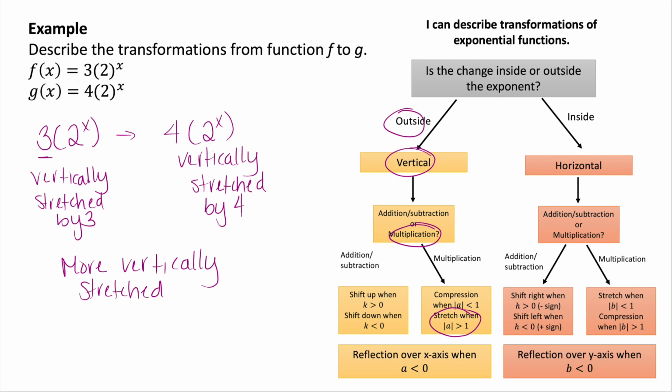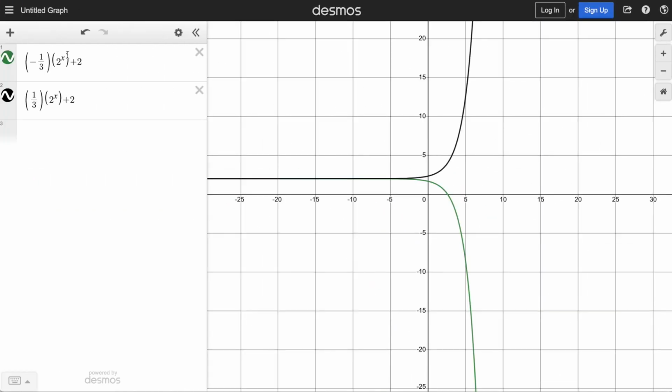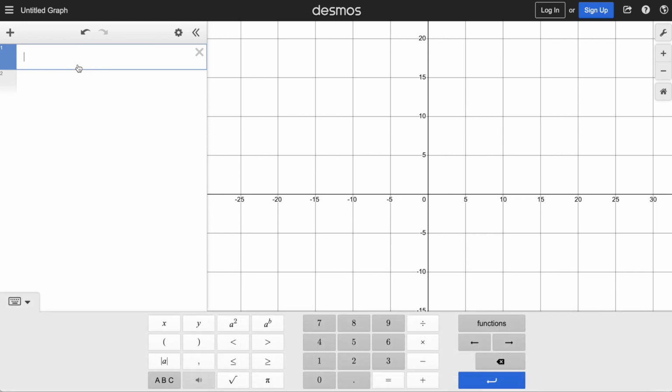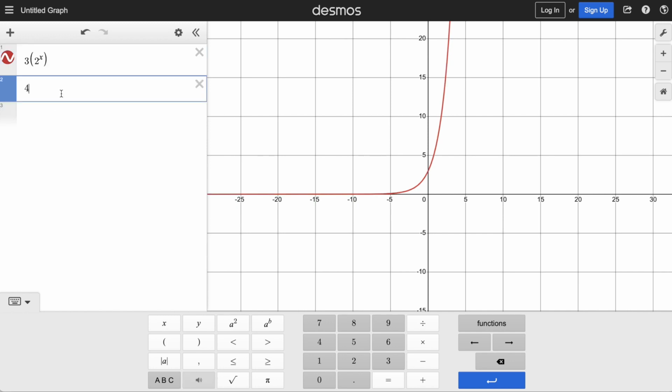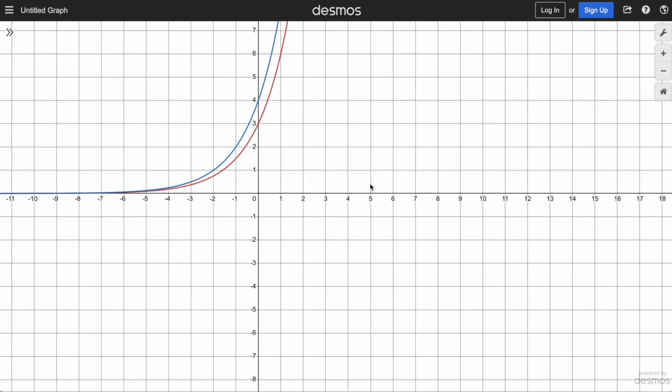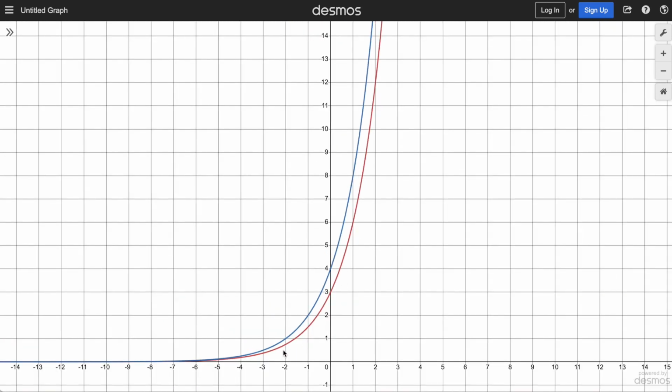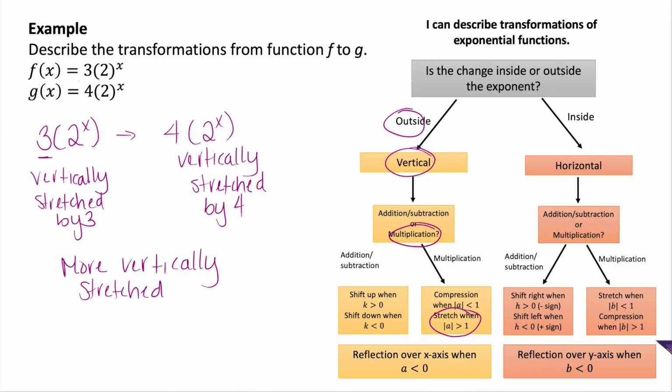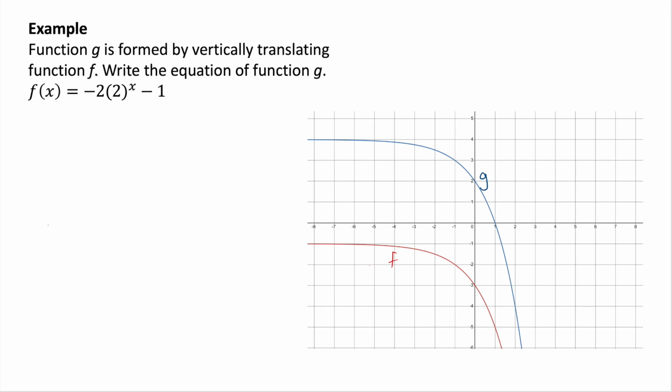And once again, if you want to verify, just go to Desmos and type in both equations. So if we look at 3 times 2 to the x, and then we compare it to 4 times 2 to the x, notice that the blue graph is more vertically stretched, right? So if we zoom in, you can see how it's going a little bit more quickly up in the vertical direction.